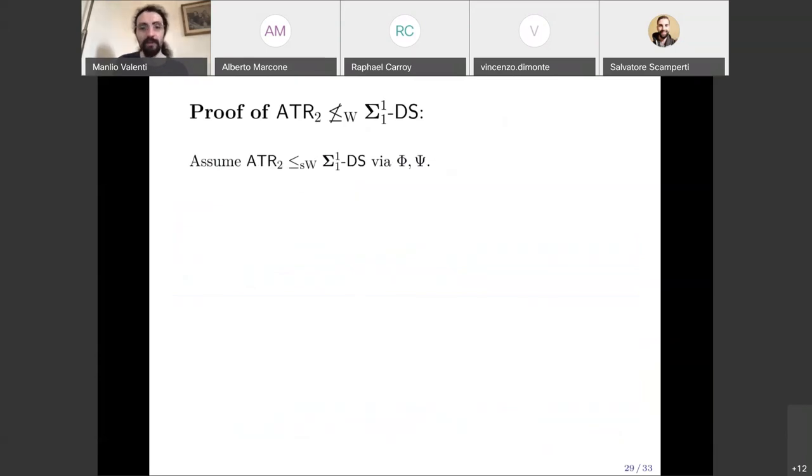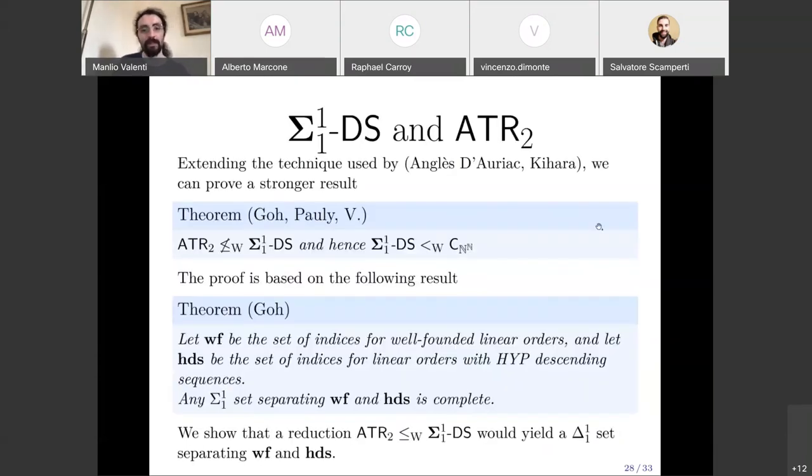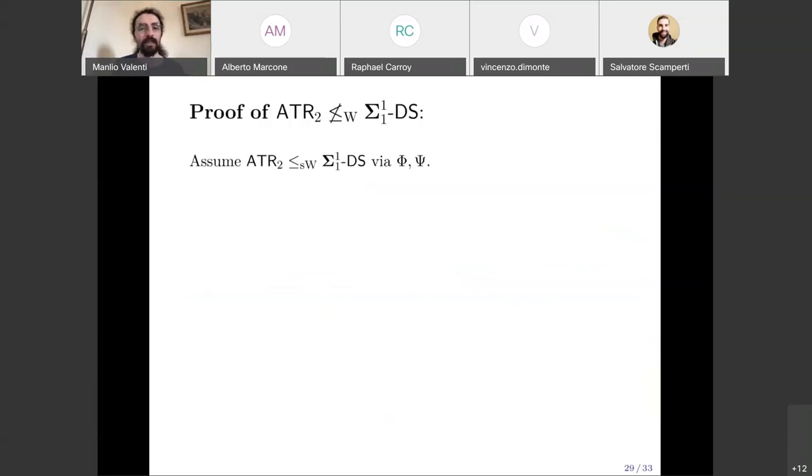Right, so let's try to prove our theorem. Let me try to dig through the proof. So again, first of all, assume by contradiction that there is a reduction, and we know already that we can assume that the reduction is strong, so that the backward function only takes as input a descending sequence, not really the original input. It's not going to matter much, but it's just for keeping things simple.